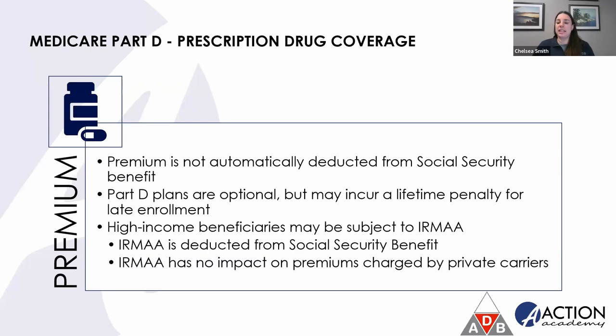So Medicare Part D is Medicare prescription drug coverage. If you choose Original Medicare and you want that, you have to join these plans. The premium is not automatically deducted from Social Security like it is with Part B, so you'll have to pay that. Part D plans are optional, but they may incur a lifetime penalty for late enrollment. High income beneficiaries, again, just like with Part B, might be subject to IRMAA, and IRMAA is deducted from the Social Security benefit. IRMAA does not have an impact on premium charges by carriers.